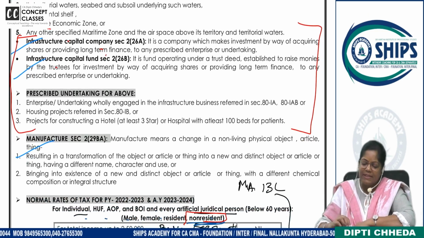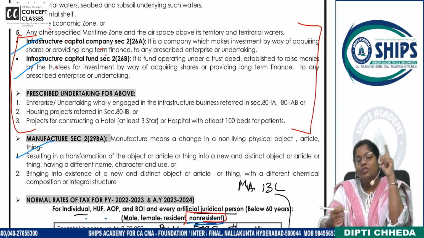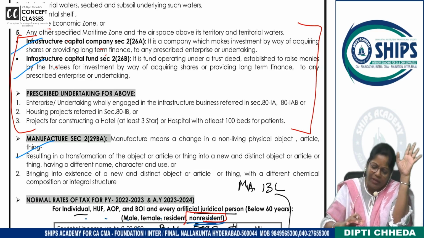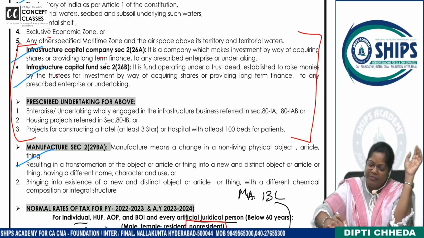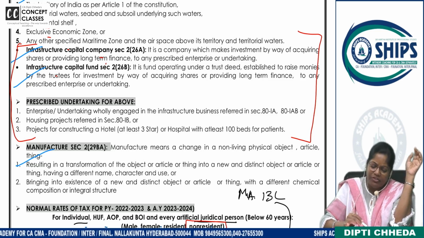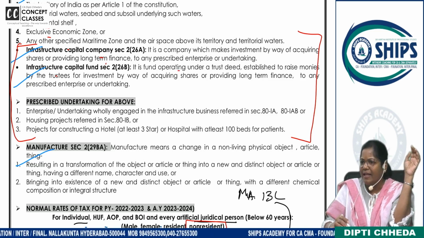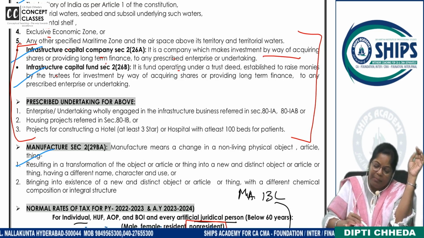And you know, these kinds of companies help in all ways for development. So they are given a lot of deductions. We will read about deductions later. Right now, the definition. An infrastructure capital company is a company which makes investment by way of acquiring shares or providing long-term finance to any prescribed enterprise. Okay? So an infrastructure company makes investment by acquiring shares in an infrastructure fund.